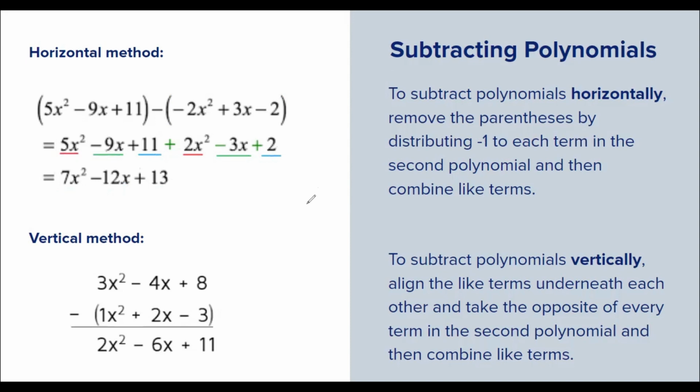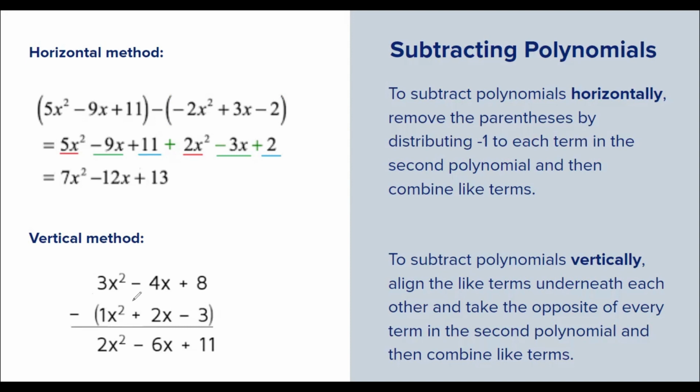Now for the vertical method, to subtract polynomials vertically, you would align the like terms underneath each other and take the opposite of every term in the second polynomial and then combine like terms. So it's very similar to the horizontal method. You're just taking the opposite of each term in the second polynomial.